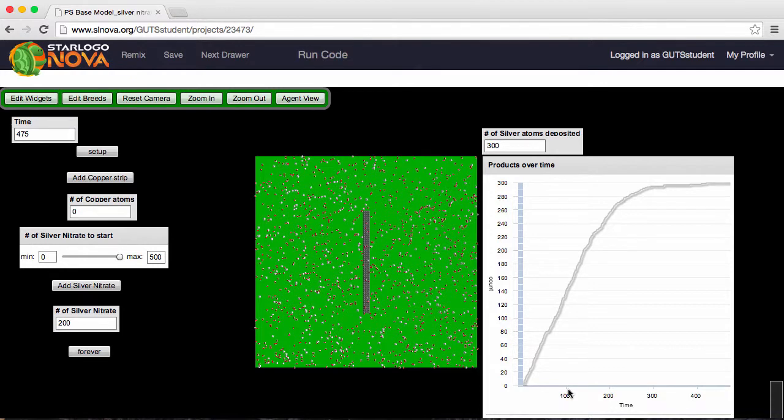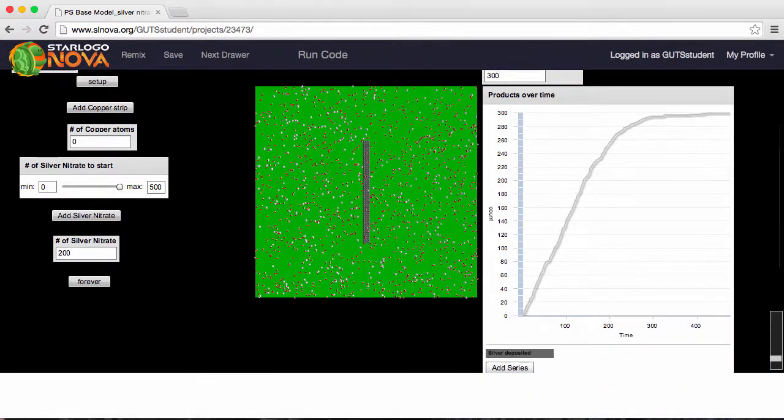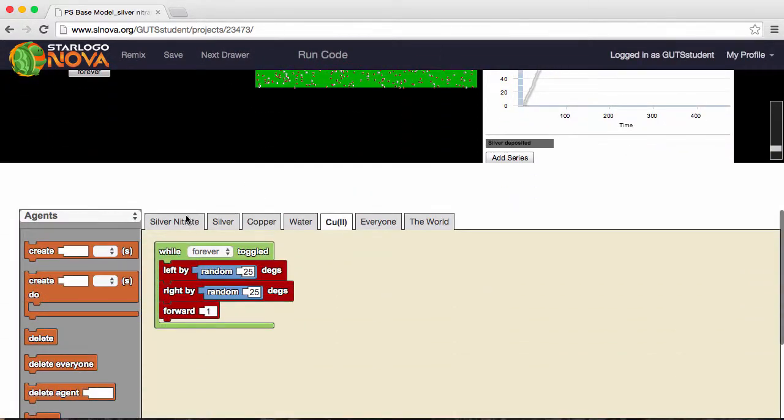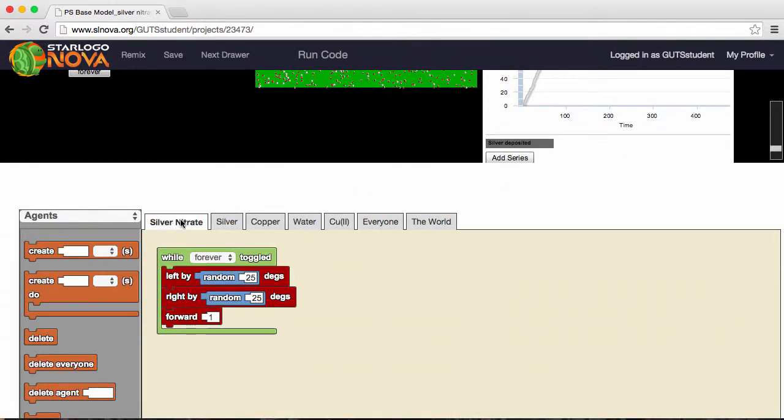and since the silver nitrate is the only reactant that is moving, copper is not moving, here's the wiggle movement for the silver nitrate, and let's change the angle. It's kind of like the swirling angle or the stirring angle, the mixing angle. So from 25, I'm going to change that to 90. And let's see the effect of this type of movement on the rate of reaction.